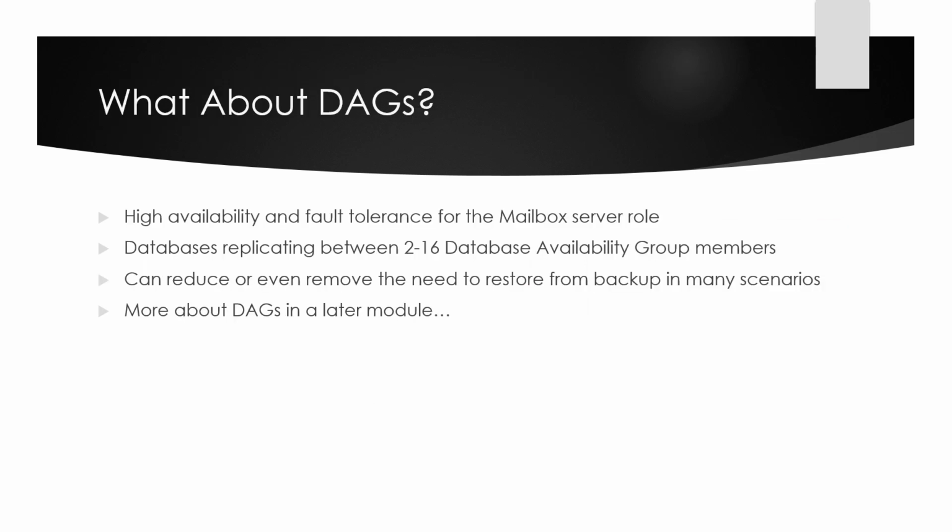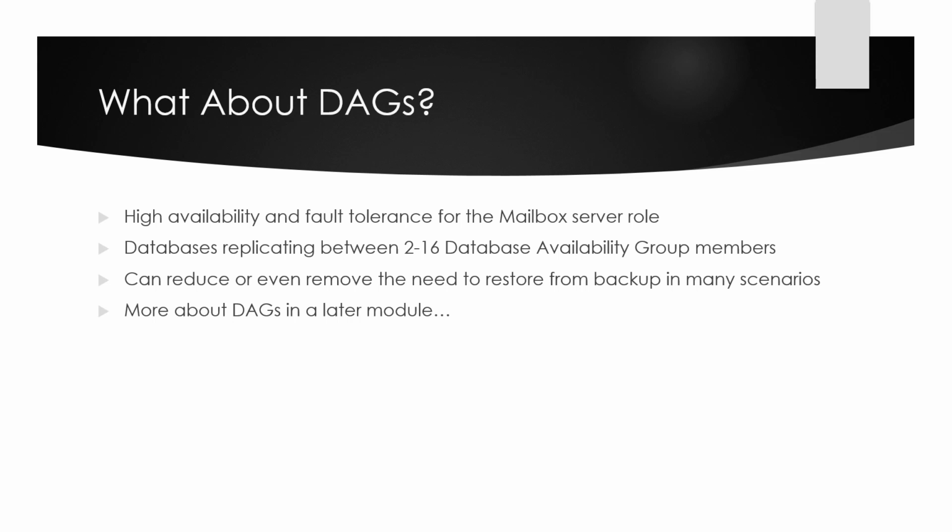So each of those scenarios I've just talked about are mostly relevant in the context of a single mailbox server. And you might be thinking, what about DAGs, or what about database availability groups? Now, DAGs are the high availability and fault tolerance for the mailbox server role in Exchange Server 2013 and also in Exchange Server 2010. And basically what it involves is databases that replicate copies between anywhere from 2 to 16 DAG members. Now this can reduce or even remove the need to ever restore from backup in a lot of scenarios.